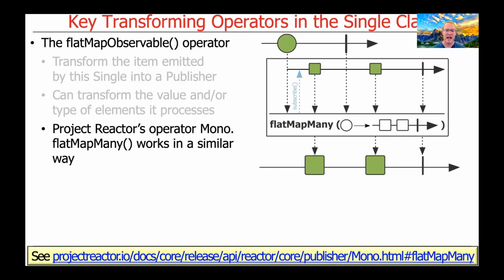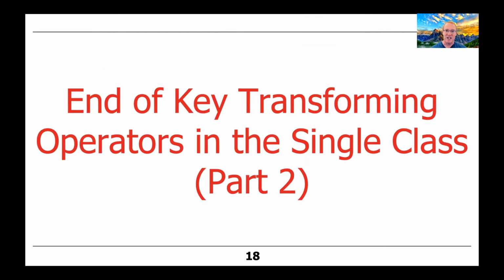Project Reactor has a Mono class that has a flatMapMany operator that works in much the same way as we see for RxJava's flatMapObservable. And that's basically the end of our discussion of key transforming operators in the Single class in RxJava.